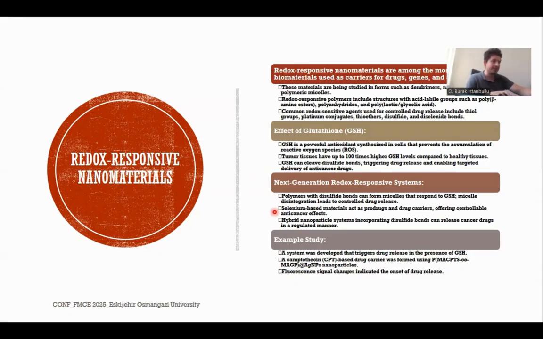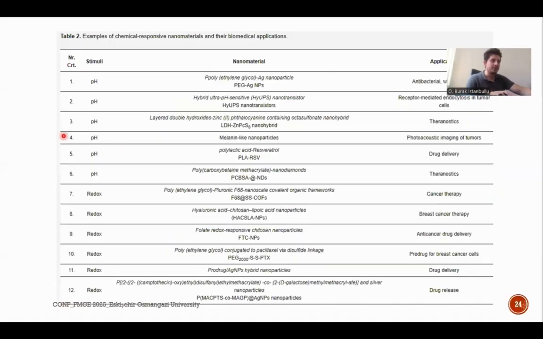Selenium-based carriers act both as prodrugs and responsive delivery vehicles. Hybrid nanoparticles with redox-responsive bonds offer regulated drug release inside the tumors. A GSH-responsive system was created using MAC-PTS, co-MAC-P, silver nanoparticles loaded with comfotocin. Fluorescence signal changes confirm drug release triggered by intracellular GSH values. The specific nanomaterials and their utilization in biomedical applications are summarized in this table.